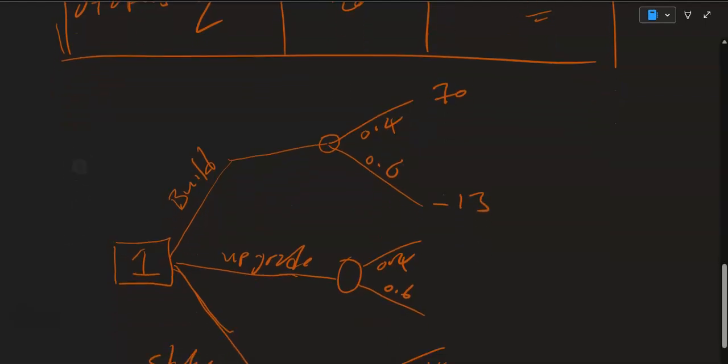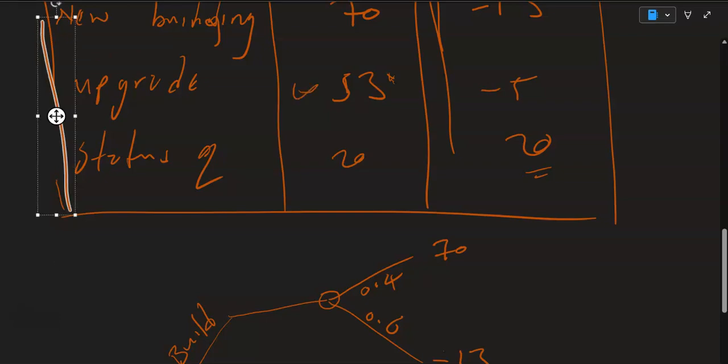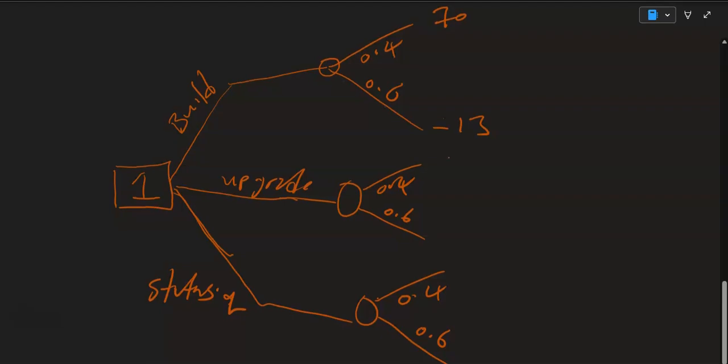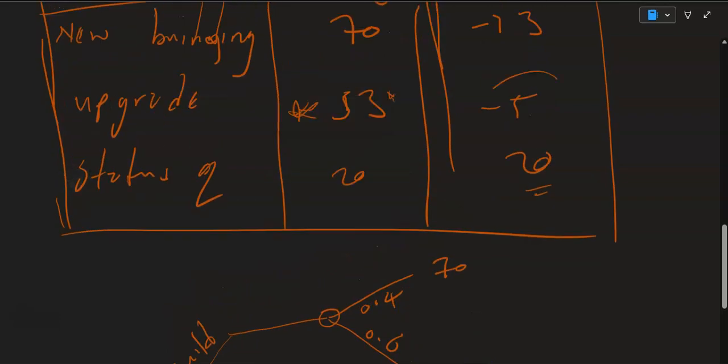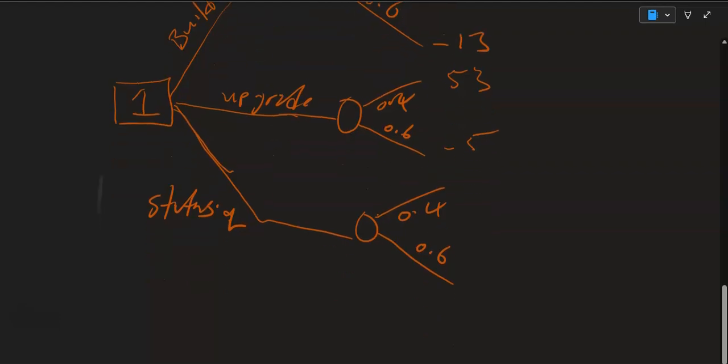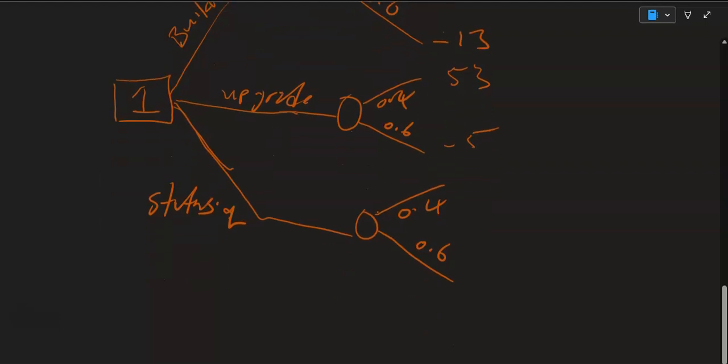Okay, what about when you are upgrading? We know that upgrading is here. So we have a net of 53 under a strong market. Then you have negative 5, I should think. Yes, we have negative 5 there. All right. Past that, we have the status quo. The status quo doesn't change. We have 20 and 20 down there, right? Because you haven't invested your money. There's no investment there.